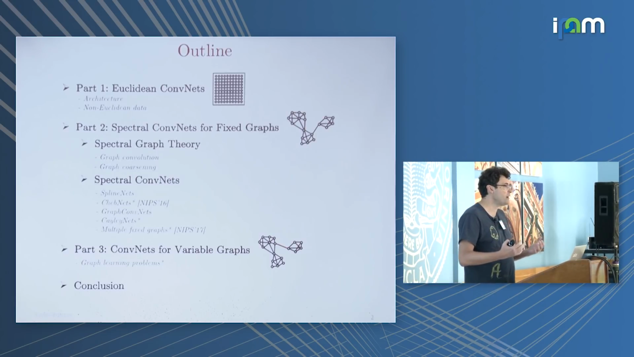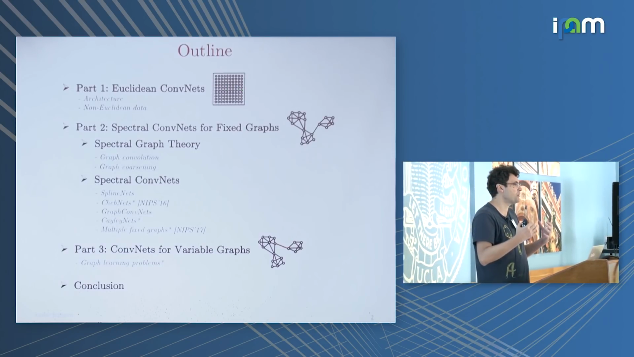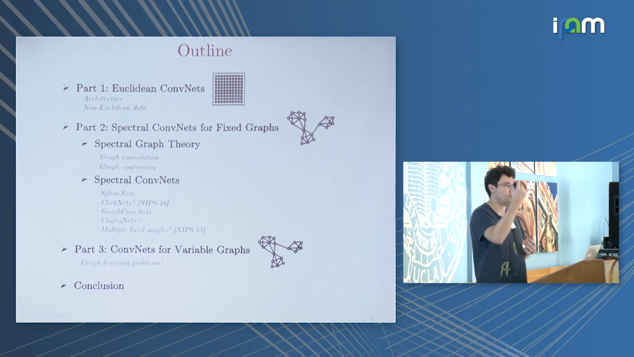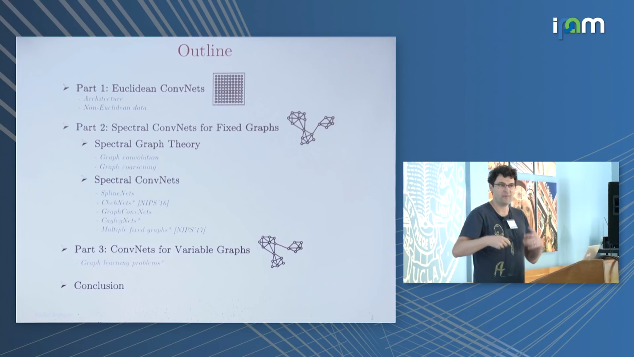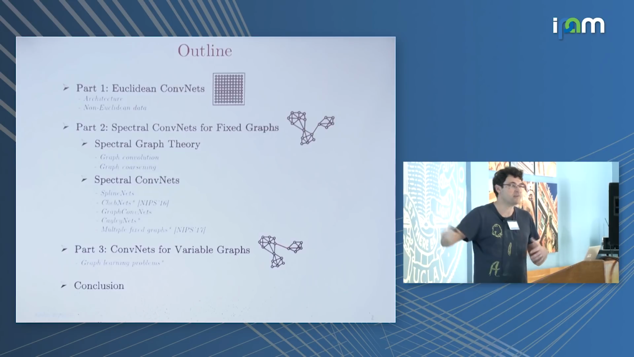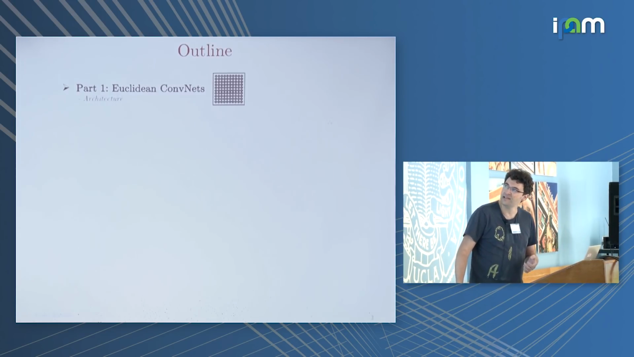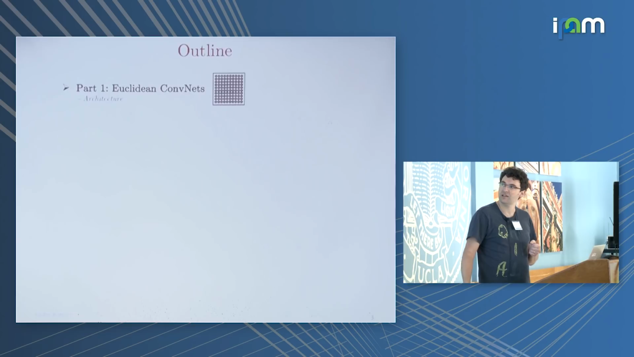So what I'm actually going to do is relax the data domain from something which is very well structured, which has directions like up, down, left, right. First I'm going to relax that to an arbitrary graph with no specific direction, but it is a fixed graph, and then I will have variable graphs. Okay. So let me start with the standard ConvNet architectures.